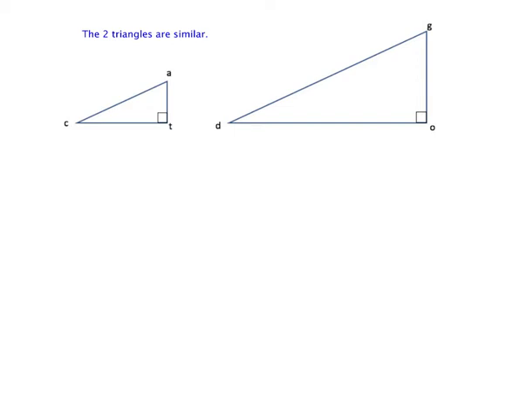We will learn how to name angles in triangles. We notice that there's a triangle CAT. So this is triangle CAT, and this is also triangle DOG. Up here it states that they are similar.